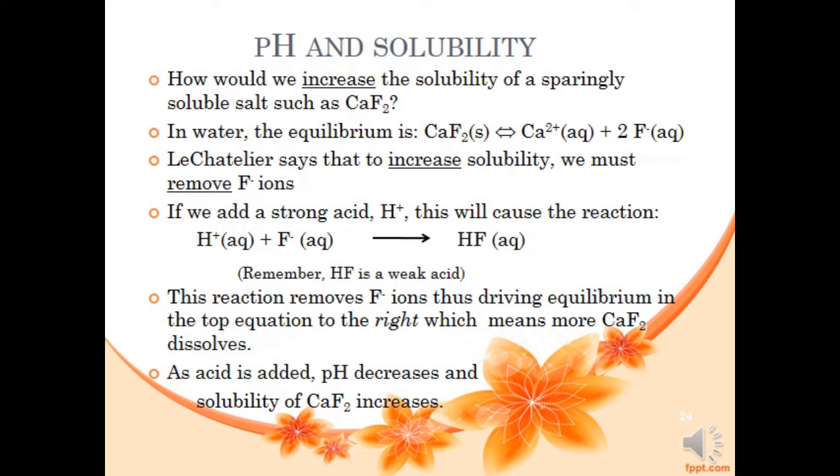So in summary, how would we increase the solubility of a sparingly soluble salt, for example calcium fluoride? When we write the equilibrium of calcium fluoride dissociation, we get calcium 2+ and fluoride. To increase solubility, so that the equilibrium moves towards the products, we have to remove this fluoride. And how do we remove this fluoride? We add strong acid.